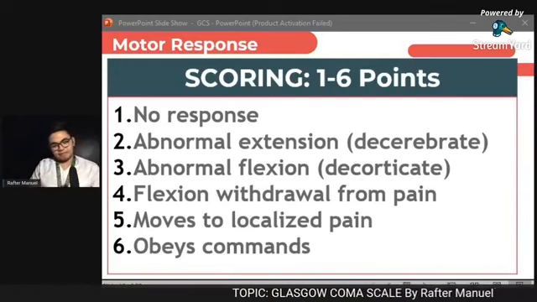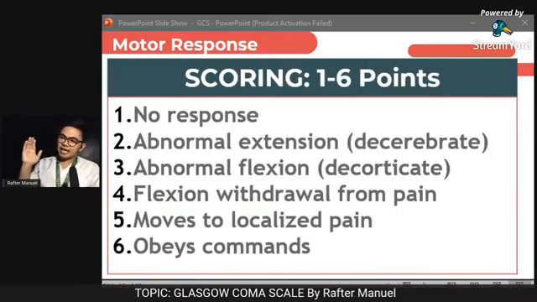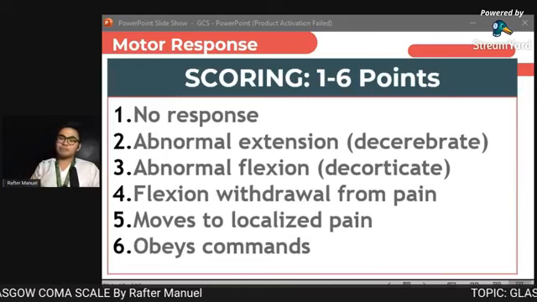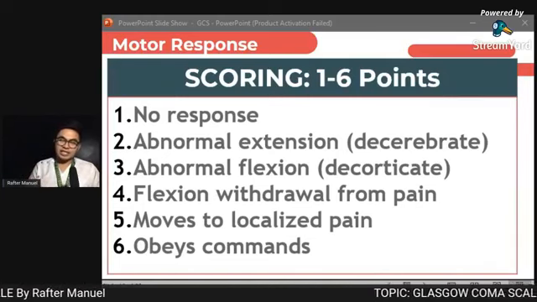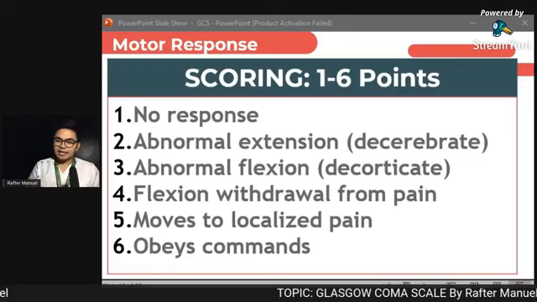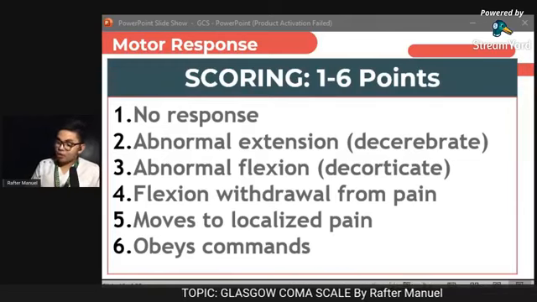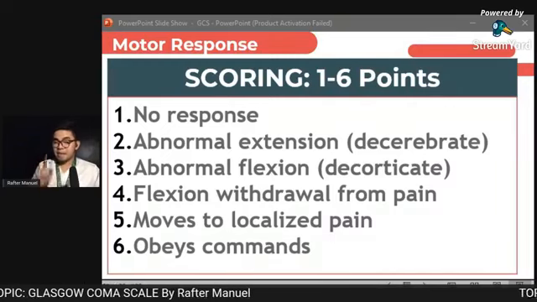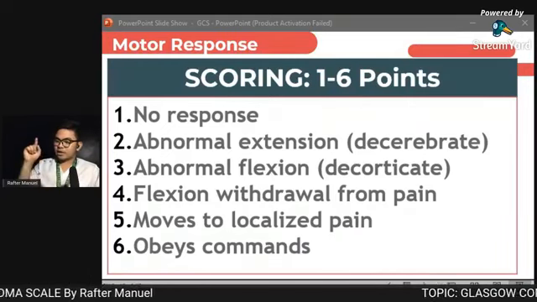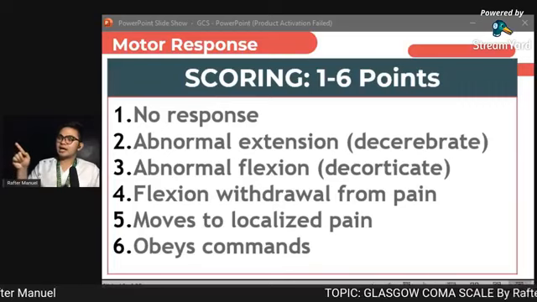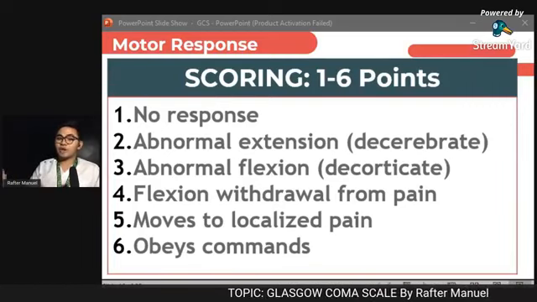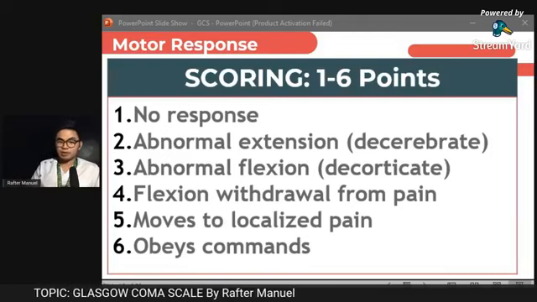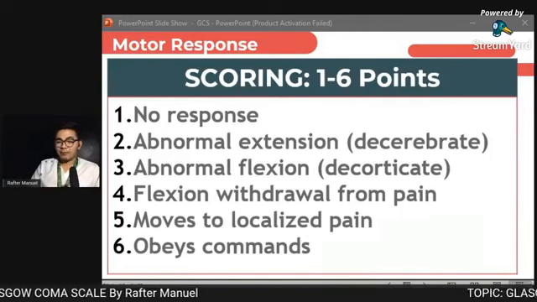For example, you walk inside the room of the patient, and then let's say you are already in the motor response assessment on your GCS scoring. Sir or ma'am, can you please open your mouth and stick out your tongue? If the patient could perform the command that you have given, then you give that patient 6 points because they obey your command.